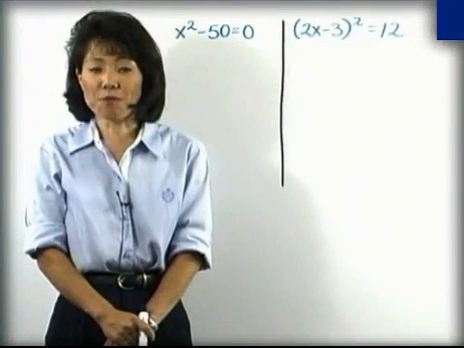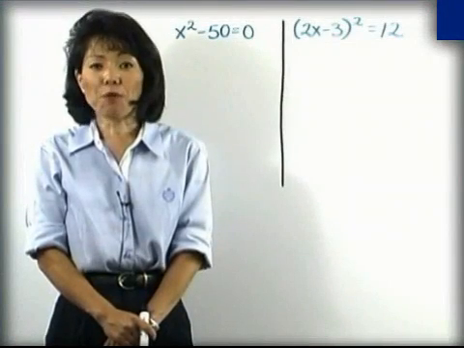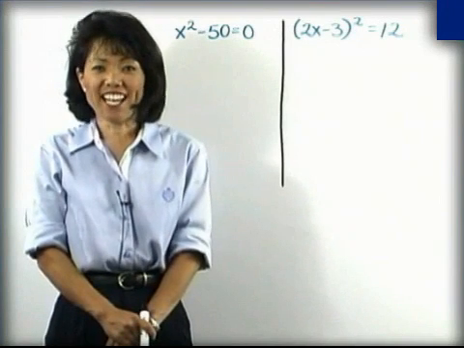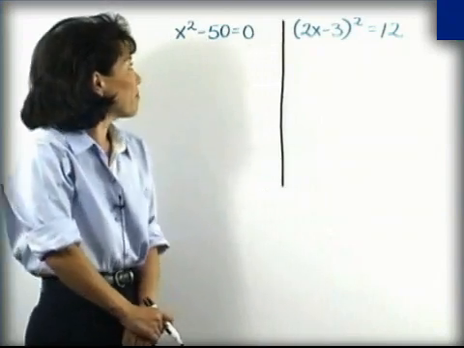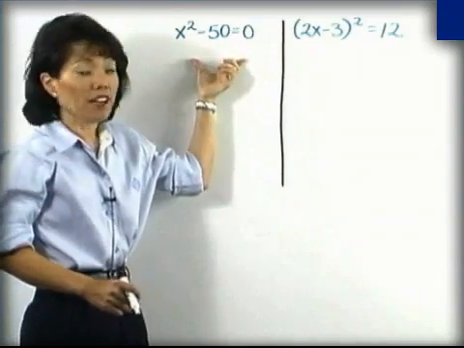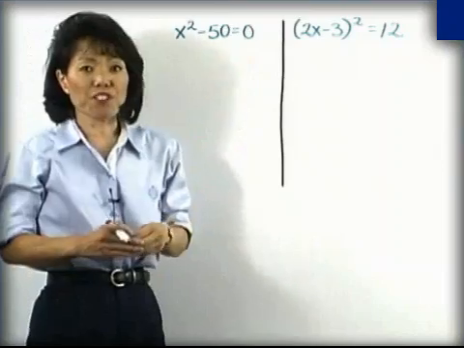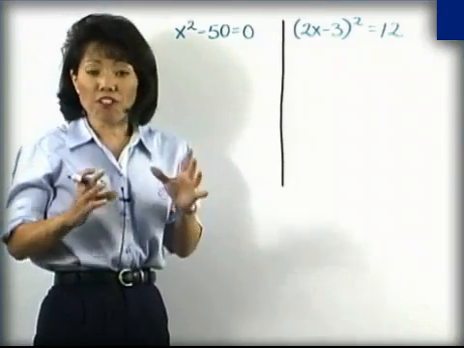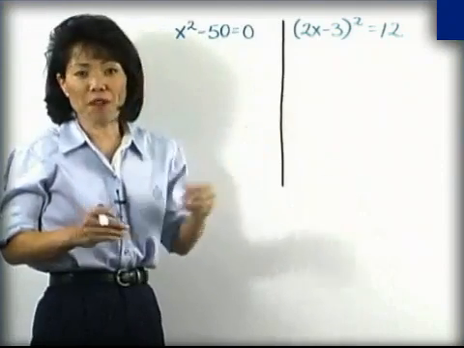We're going to solve some more quadratic equations, but we're going to incorporate some other methods besides just factoring. Let's look at our first example. Here we have the quadratic equation x squared minus 50 is equal to 0. Notice there's no linear term, no variable that just has x to the first power.